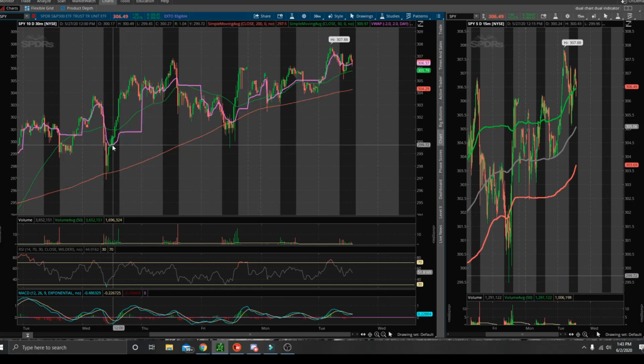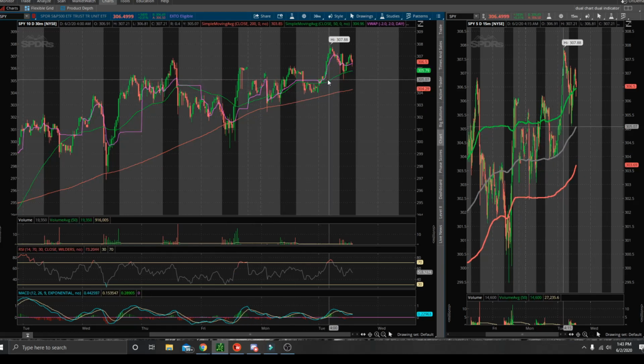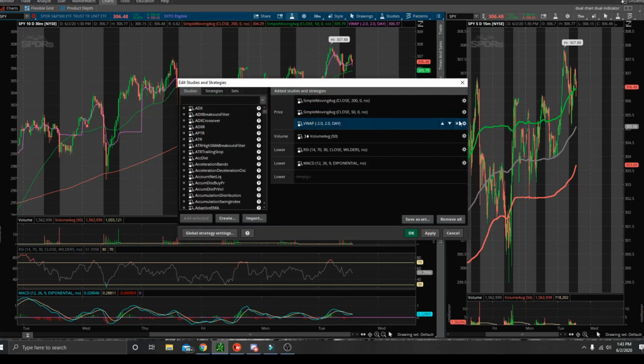So if we look over here, it broke through the VWAP very easily and it shot right up. Again, same thing here, and it can act as support and resistance, but I don't use that as much. I'm gonna just delete it because I don't need it.